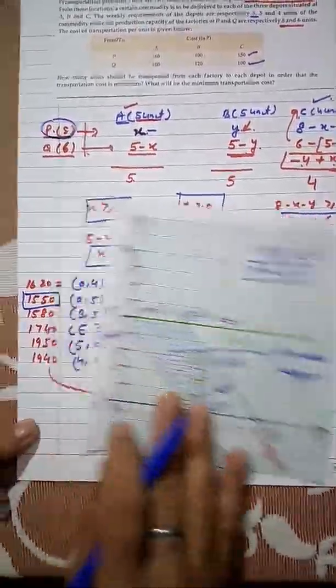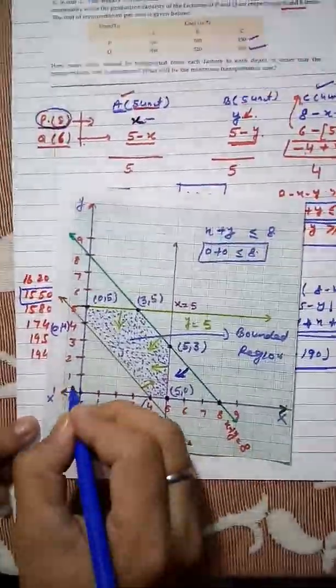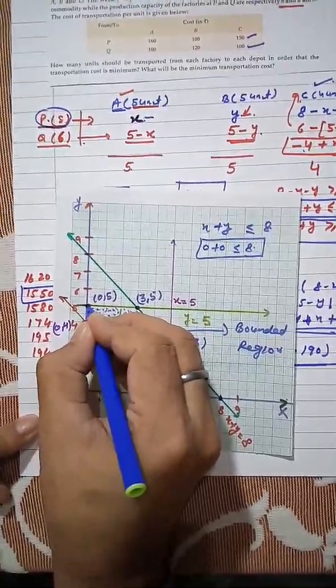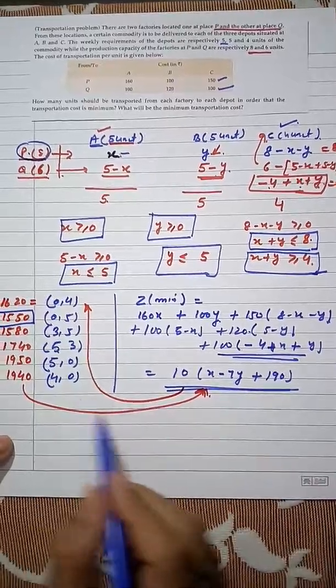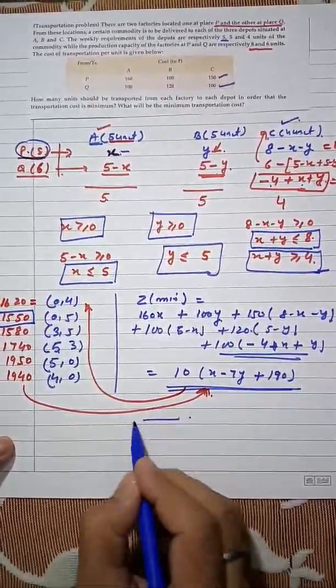You will get it at the point (0, 5). At this point you have the minimum transportation charges. So in this way you can solve the transportation problem.